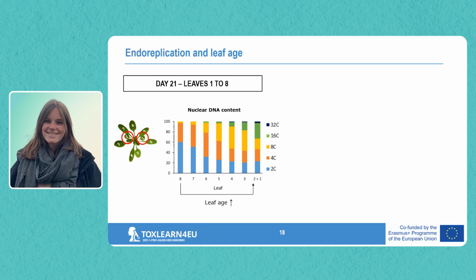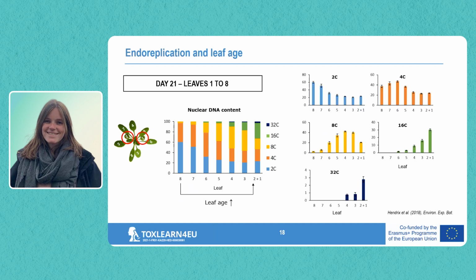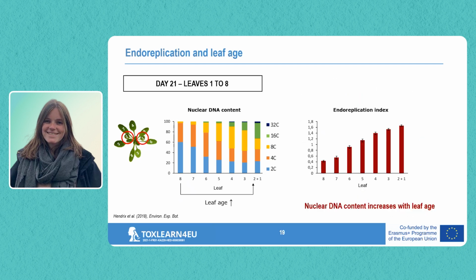And here you can see on the right we have leaves 1 and 2, which are circled here, so the oldest leaves of the rosette. And on the left, we have leaf 8, which is the youngest one that I analyzed. And then you see exactly the same pattern. So again, with increasing leaf age, you get increasing ploidy levels. And when we then calculate the endoreplication index, we could nicely see again that with increasing leaf age, also the nuclear DNA content increases. And this is quite nice because it indeed means that throughout development, you get more endoreplication.